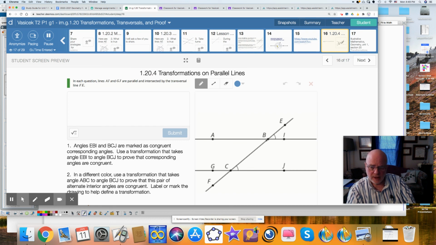And finally, we have the cool down, which says, I want you to show me how angles EBI and BCJ map one onto the other, because they're congruent. And then tell me, how does ABC map onto BCJ? And that should have been clear from the lesson earlier on how we would do that. Good luck and success.